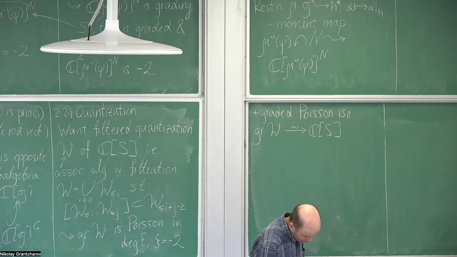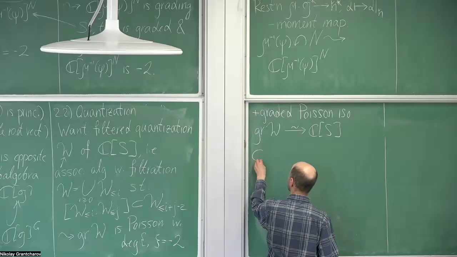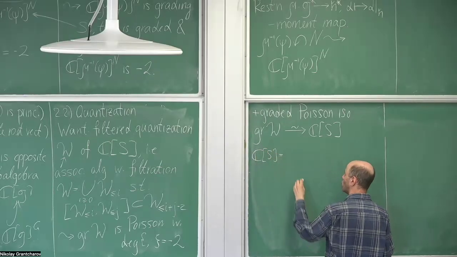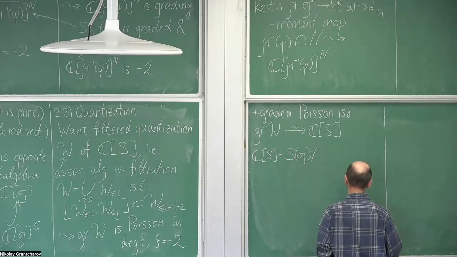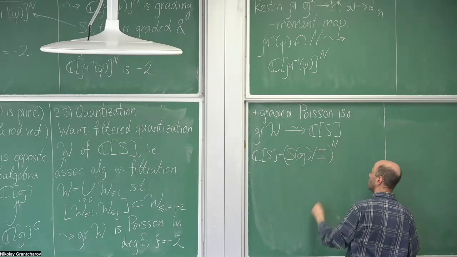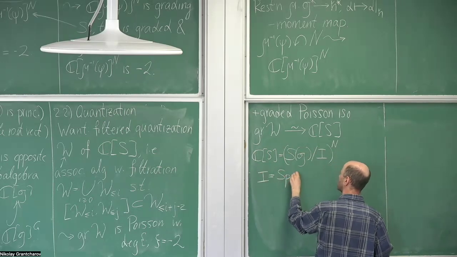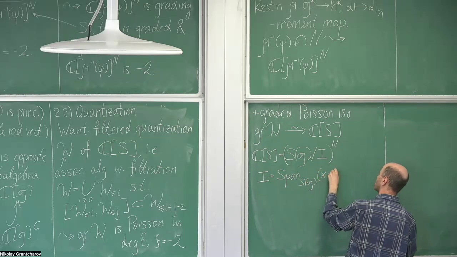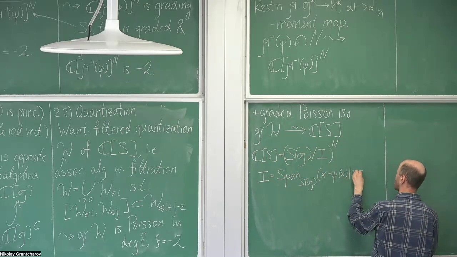And now, how am I going to construct this? Let's recall C of S is a quotient of S of G by the ideal I, and then I take invariants for the action of N. And the ideal I is the span of S of G times x minus psi of x, where x is in the subalgebra N.